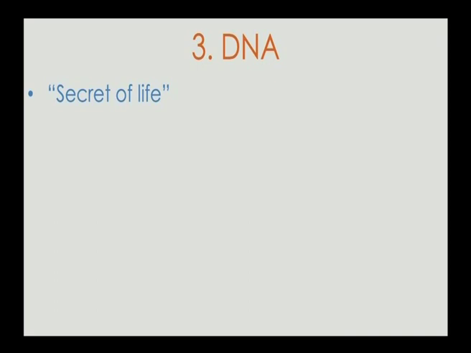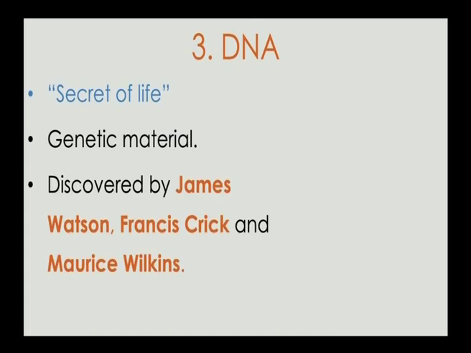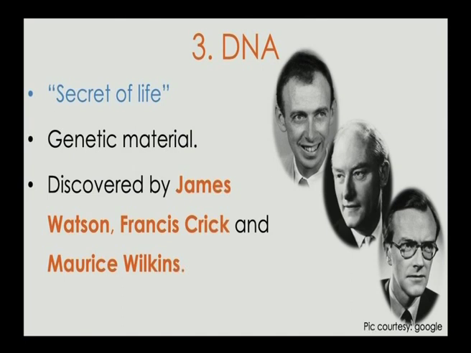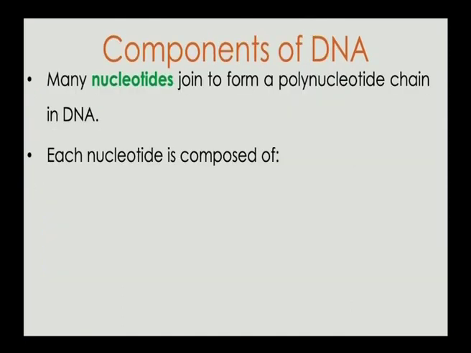DNA is called the secret of life because it contains the genetic information that has to be transferred from parents to the offspring. It also acts as the blueprint of our life because the instructions to carry out various life processes have to come from the DNA. It was discovered by Nobel laureates James Watson, Francis Crick, and Maurice Wilkins. Let's try to break it down into different components and study this one.